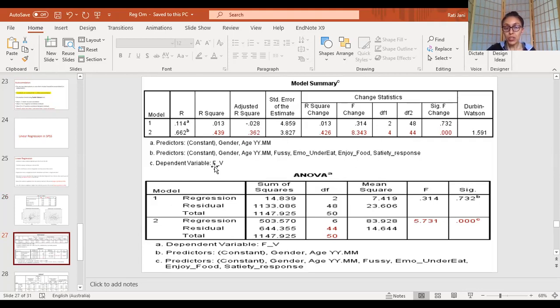So my dependent variable over here, this is another example now, is fruit and vegetable intake. And my predicting variables are child's age, child's gender, child's fussy eating behavior, and child's emotional overeating behavior, meaning when the child is sad or happy or angry, the child is eating more. Emotional, hang on, this is emotional undereating. So when the child is happy, angry, or sad, the child is eating less. And then enjoyment of food, food satiety, food responsiveness.